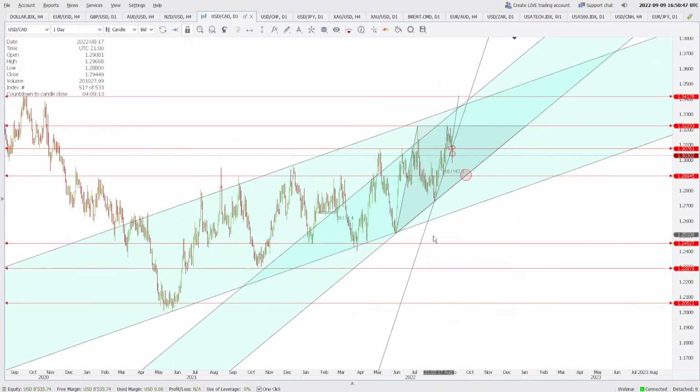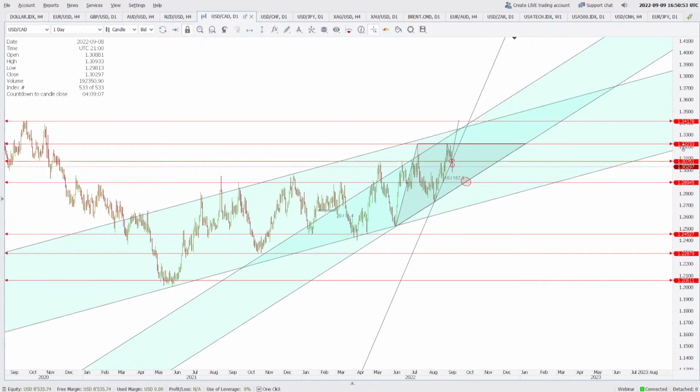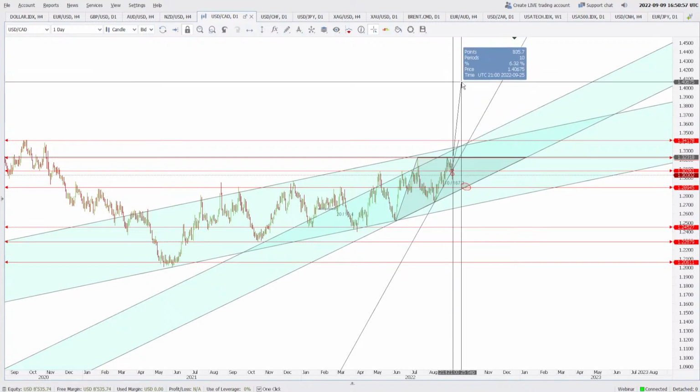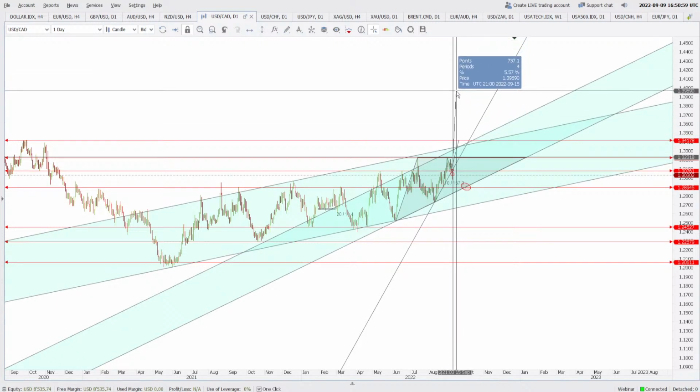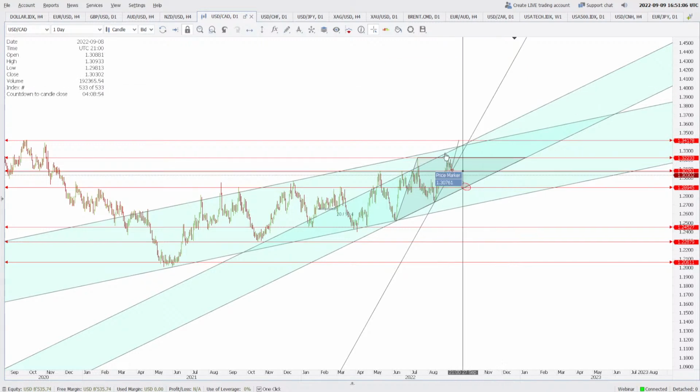In that case, I think we can use the height of the pattern as the target, and the pattern height will be approximately 700 points, and in that case some 700 points from the point of break will be okay, like this, 1.3930 area. Okay, so that makes a lot of sense.